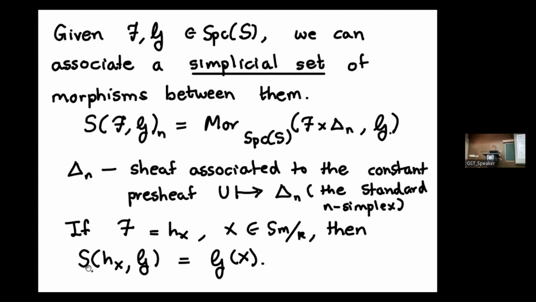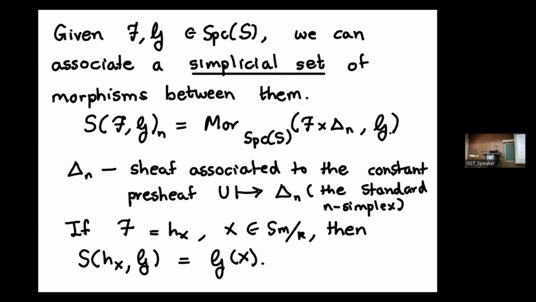Then, in this case, the simplicial set of morphisms from HX to G just happens to be G evaluated at X. So this is the so-called simplicial Yoneda lemma that I had mentioned last time. And this is actually how you can view HX as well. We view the category of schemes as somehow sitting inside the category of spaces.